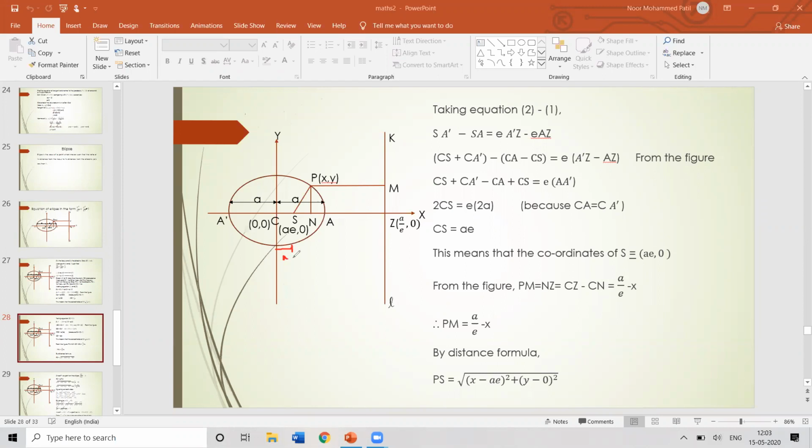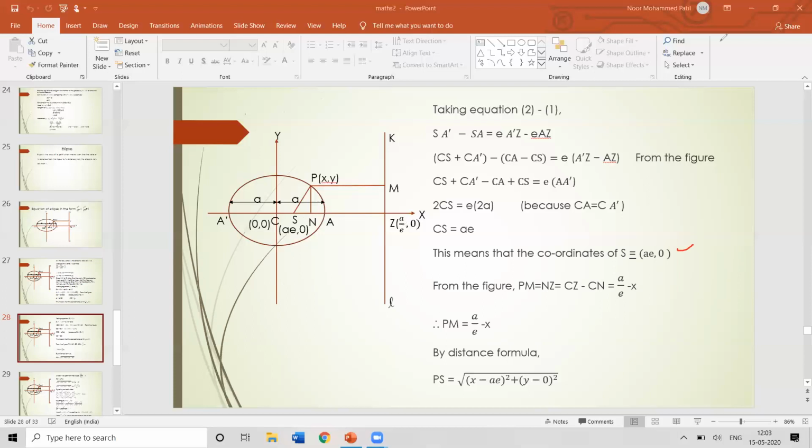Now actually we have to find out what this point is. This point lies again on the x-axis. That's why y is 0. So your focus point will be AE comma 0. So both the points we have obtained now. Now let us calculate. So this also we have obtained, that is the S point as well as the Z point.